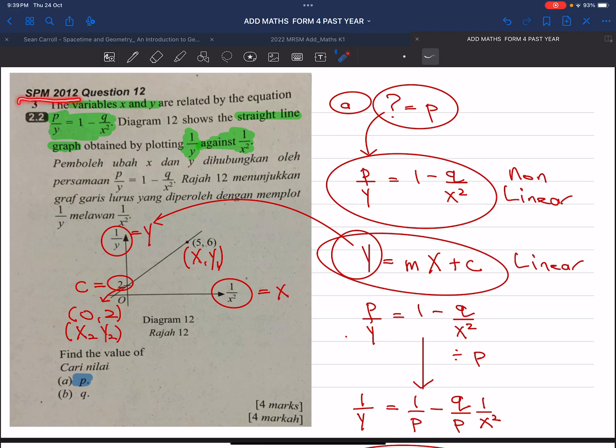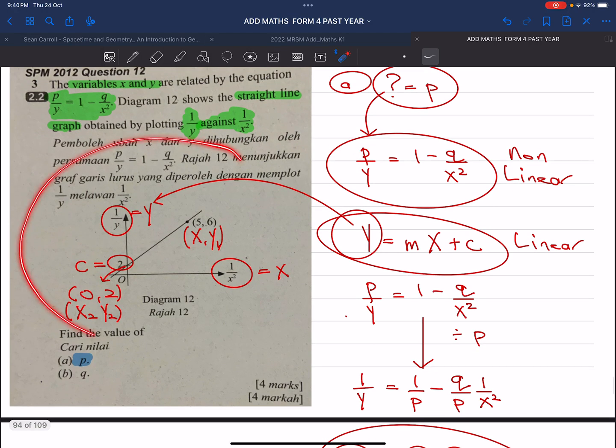SPM 2012, topic linear law. The variables x and y are related by the equation p over y equals 1 minus q over x squared. Diagram 12 shows the straight line graph obtained by plotting 1 over y against 1 over x squared. Since we are given the graph, we will go to the graph and complete the diagram.